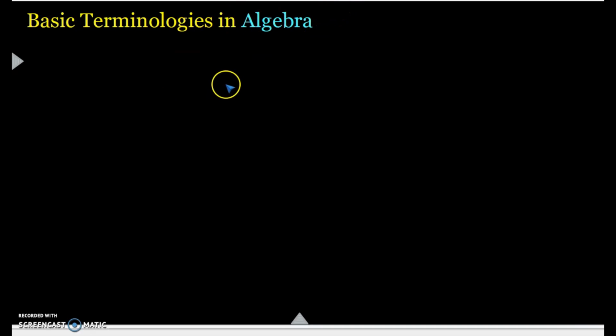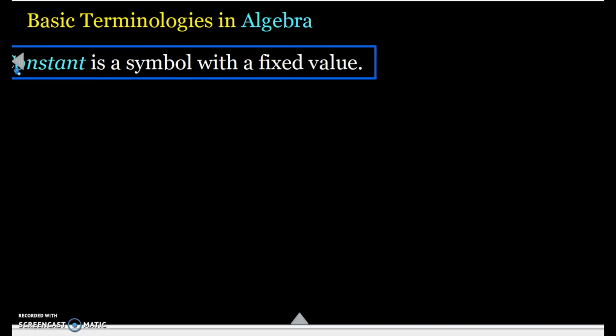Before we start, let me emphasize that in math it's not only pure solving. It's very important that you equip yourself with the definitions, the concepts of such terms in algebra. So let's get started. The first terminology in algebra that we're going to deal with is constant.